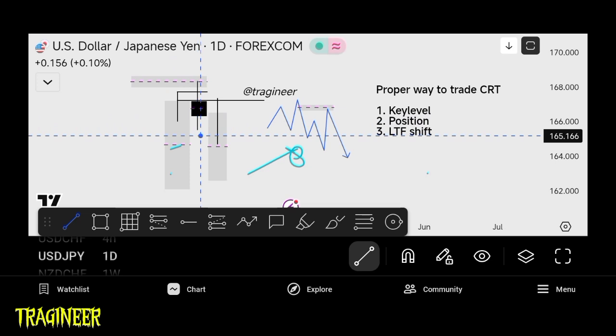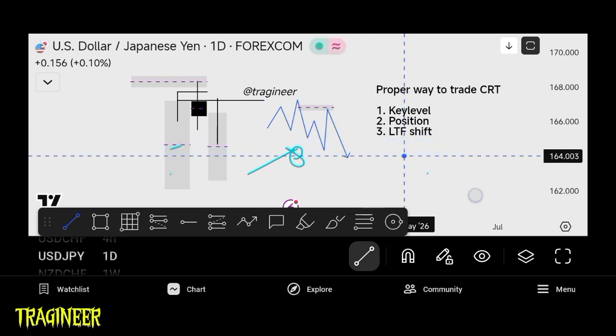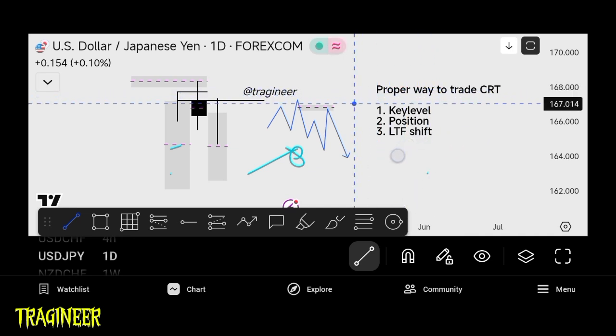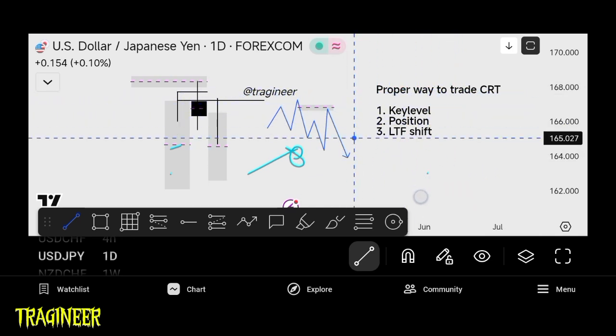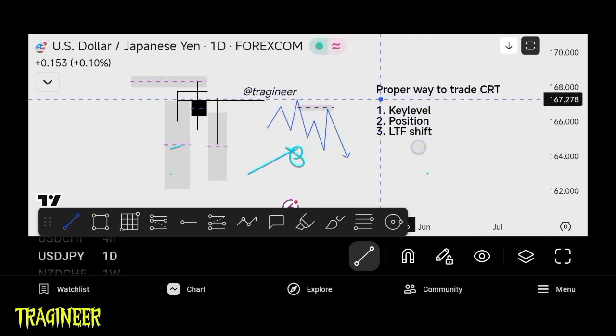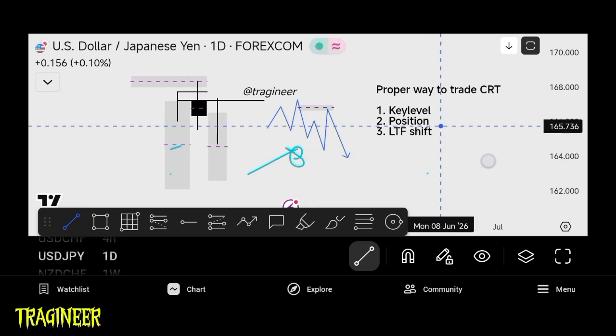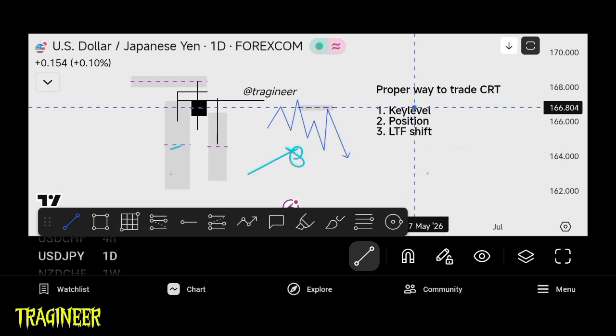So let's just get straight to what we have for the day. So now the proper way to trade CRT, I've actually summarized everything into these three important steps that we need to take note of, right? Once these three things are in place, then our CRT has a high probability of playing out. Of course, nothing is 100%, but our win rate should increase.